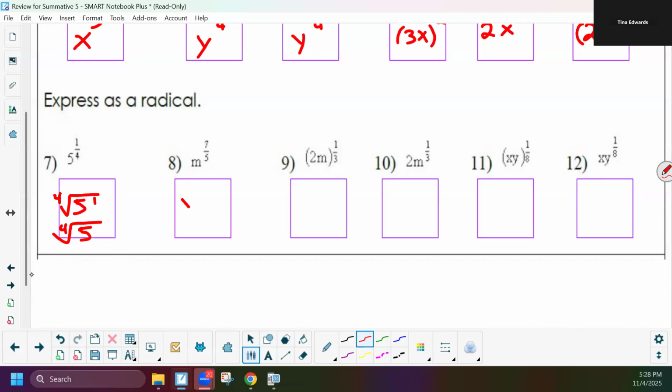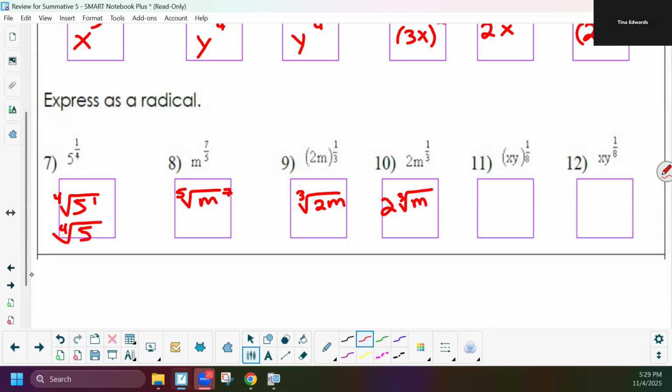All right, this one, m is our base. It would be the 5th root of m to the 7th. Okay, so this one, I see the parentheses around 2m, so 2m is going to go on the inside, and it would be the 3rd root. There's an imaginary 1 after the m. Notice number 10 looks just like number 9, but without the parentheses. So what that means is inside our radical, it's the 3rd root of m, but it's being multiplied by 2 in the front. So the 2 is not underneath like it is in number 9.